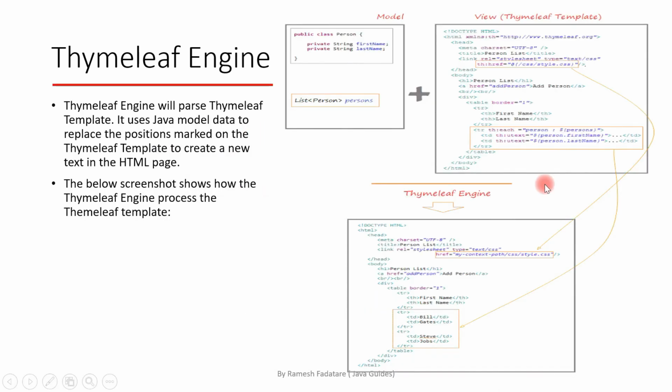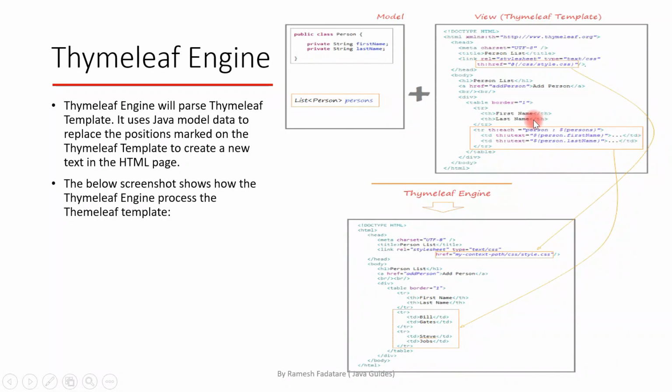Now let us take a look at the Thymeleaf Engine. So the Thymeleaf Engine will parse a Thymeleaf template. It uses Java model data to replace the positions marked on the Thymeleaf template to create new text in the HTML page. For example, look here, this is a Person Java class. It has first name and last name instance variables, and let us say we have a list of person objects and we want to show them on a Thymeleaf template.